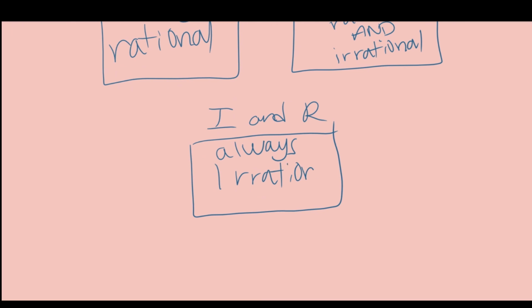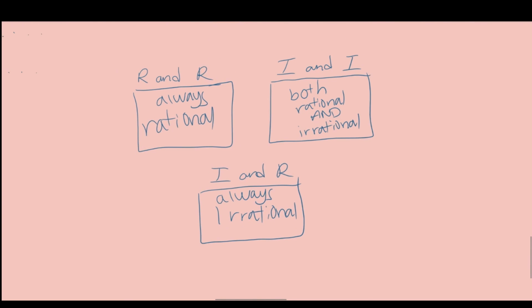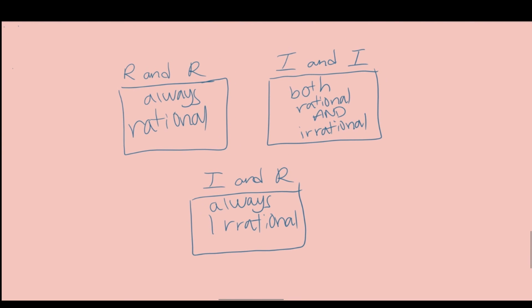And so you can definitely see the pattern here. I think it's very useful. You don't have to memorize this, but it's just useful to see how the patterns work. If you had two rational numbers, it's always going to be rational. If you had two irrational numbers, it could be both rational and irrational. And then if you had an irrational and a rational number, it's always irrational. This is just something to keep in mind as you work into higher mathematics.